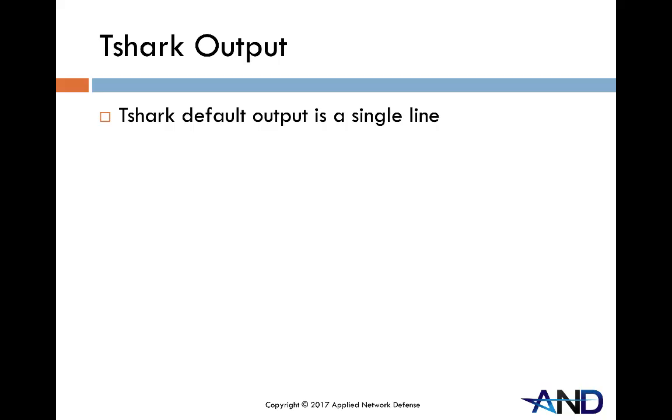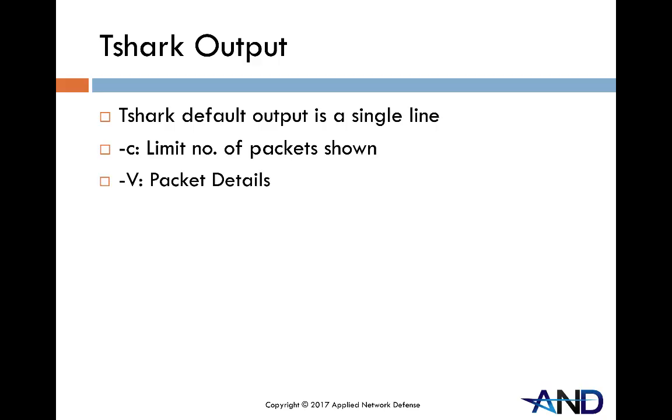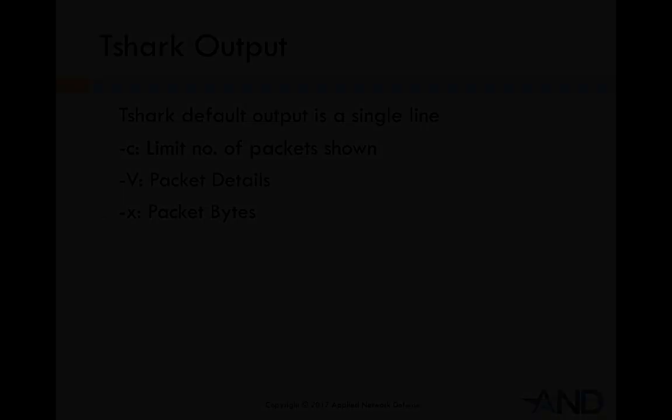But you can manipulate this a little bit more and make it look more like the Wireshark output you're used to. A couple options here. First, I'm going to show you the -c option, which will limit the number of packets shown if you only want to see a few of them. Next, I'll show you the -V option, which will show you the equivalent of the packet details window in Wireshark, and then the -x option, which will show you the equivalent of the packet bytes pane in Wireshark.